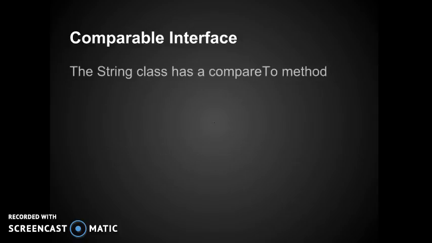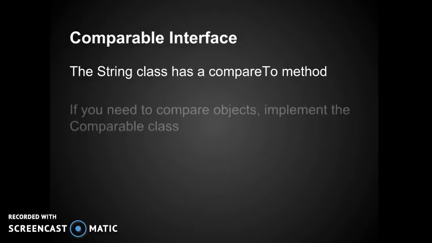The String class, which was made for us by the programmers who created Java, has a compareTo method built into it. And that's the compareTo method that we have already used. If you need to compare objects, you need to implement the Comparable interface. You're basically signing a contract saying, I promise to put a compareTo method in this class.